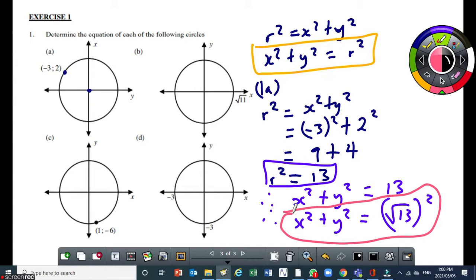Okay, B. Now that B there, you see this square root of 11 is this point here. That means x is equal to square root of 11 there. What's the value of x at that point?